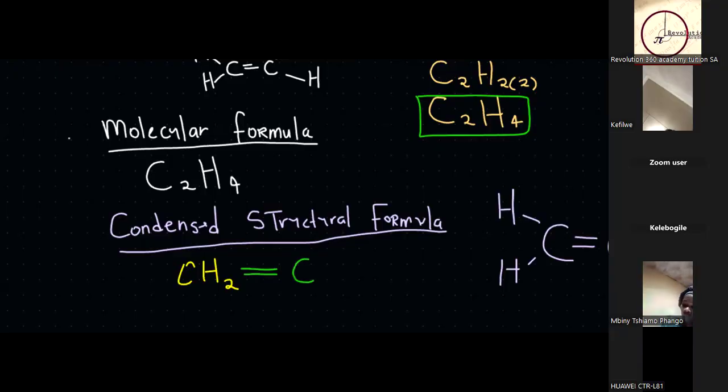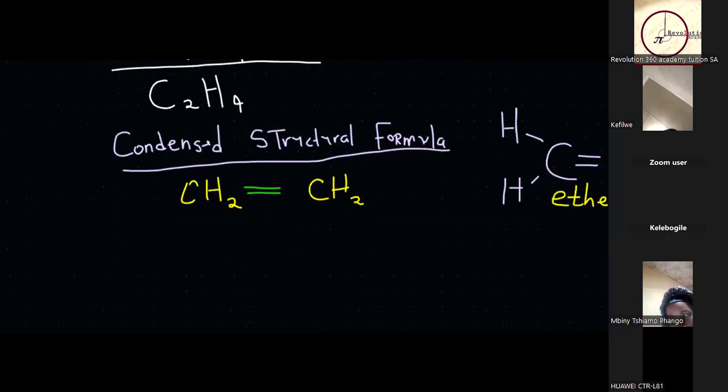So this basically means this part, CH2 double bond CH2, represents the condensed structural formula of ethene, because this organic compound is what we call ethene. An ethene is an unsaturated hydrocarbon with a double covalent bond between carbon atoms. As long as it has a double covalent bond, it is an ethene.